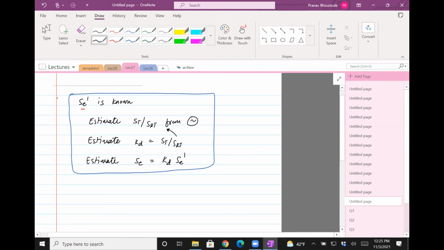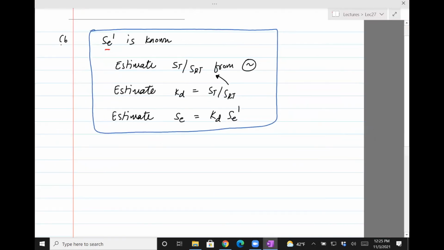Okay, so this is part B. So what is SE prime? It's known, it's 39. So SE prime is at, by the way, 70 degrees, right? Because it's at room temperature. So it's 39 kpsi.